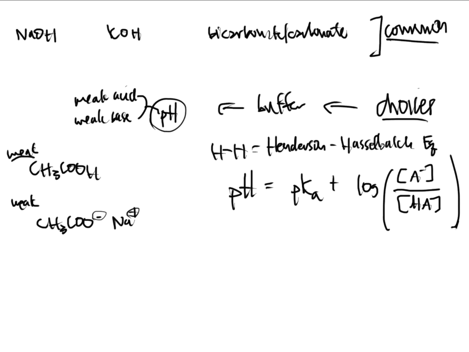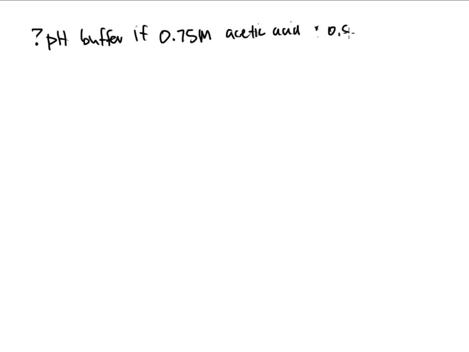There's a couple of ways that we can target this equation. One way is going to be a little bit easier than the other way, and we're going to start off with the easy type of problem first. So the question is going to say, what is the pH of the solution of a buffer that I'm going to be making if you took 0.75 molarity acetic acid and 0.50 molarity sodium acetate, and the pKa is 4.74.